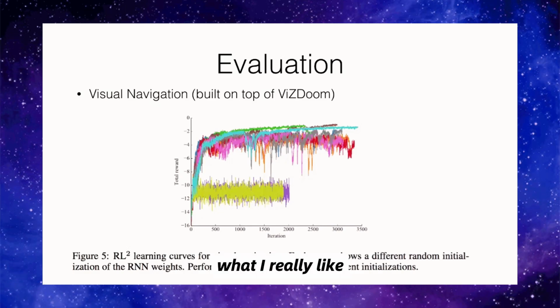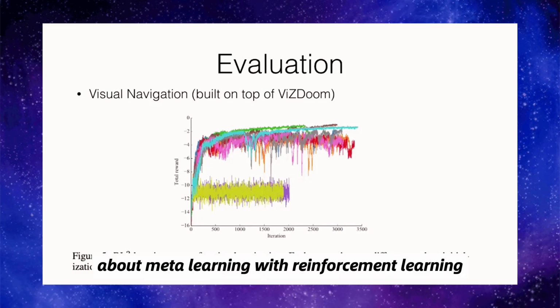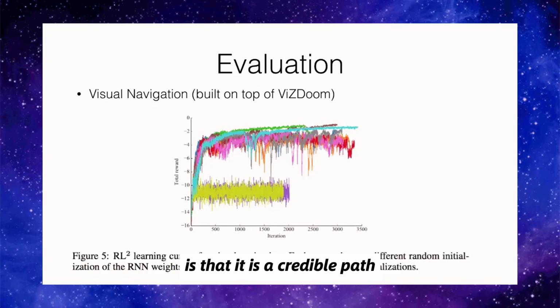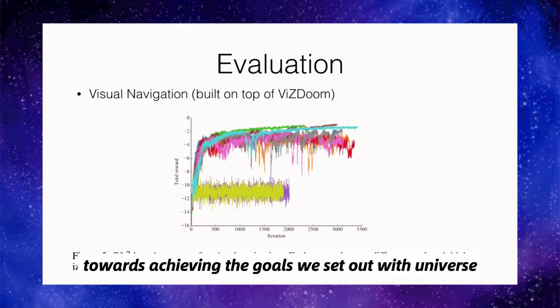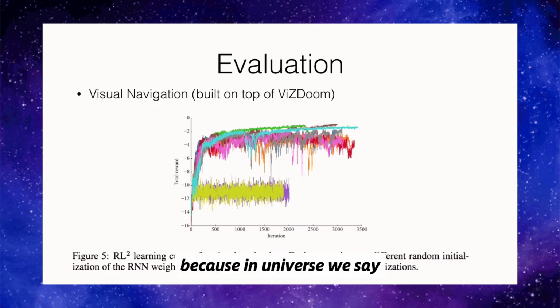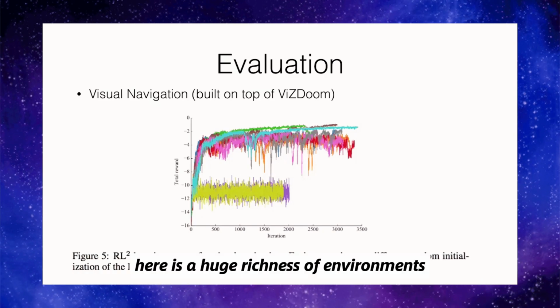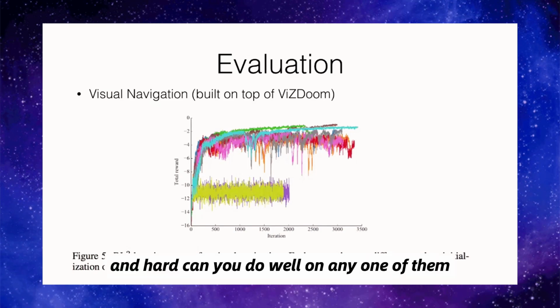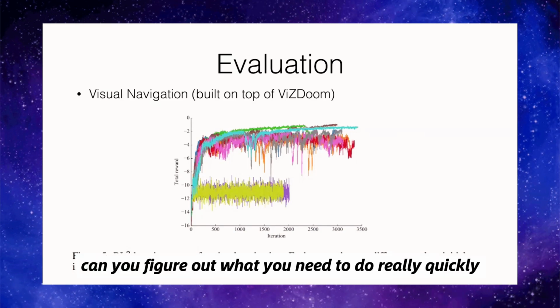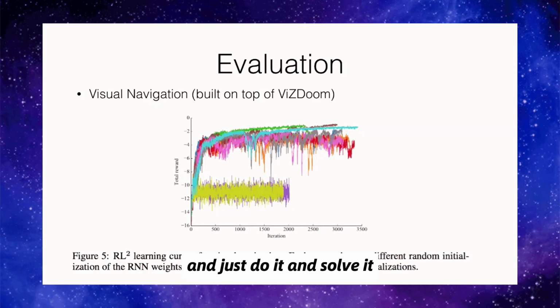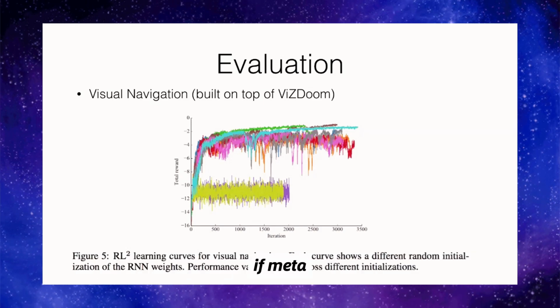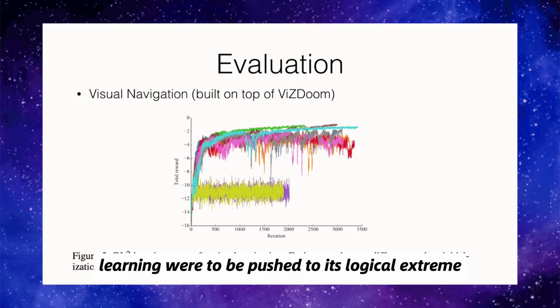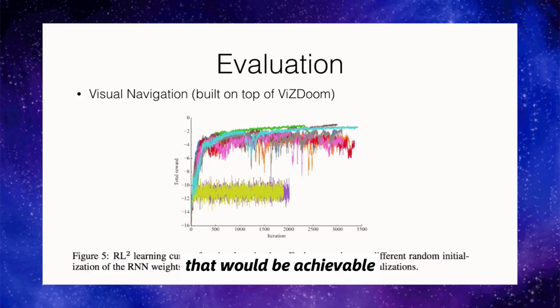But fundamentally, what I really like about meta-learning with reinforcement learning is that it is a credible path towards achieving the goals we set out with Universe. Because in Universe we say, here is a huge richness of environments, which are all different and hard. Can you do well on any one of them? Can you figure out what you need to do really quickly and just do it and solve it? And potentially, if meta-learning were to be pushed to its logical extreme, that would be achievable.